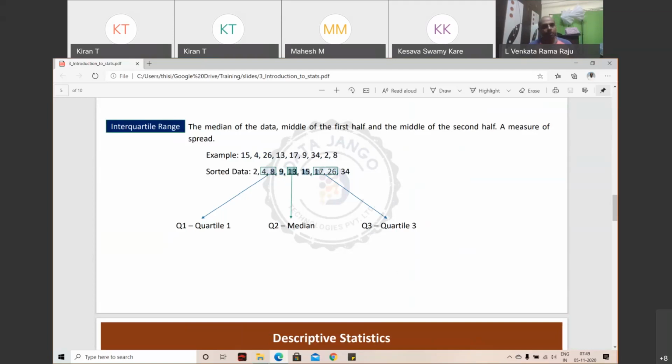Okay. So why are we looking at interquartile range again? We have 1 billion numbers or 1 million numbers. You cannot look at each number, right? 1 million numbers you cannot look at.